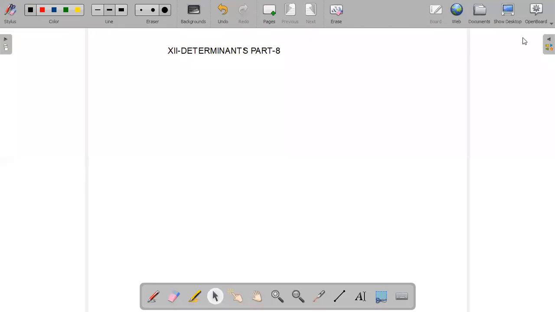Determinants part 8. Today we will see the adjoint of a matrix.